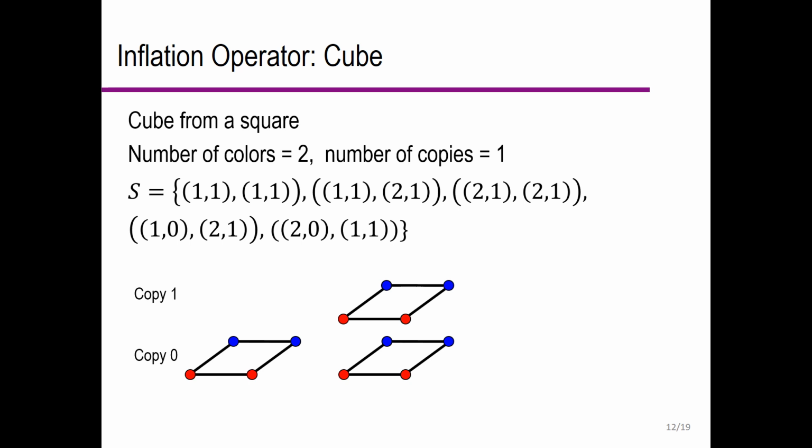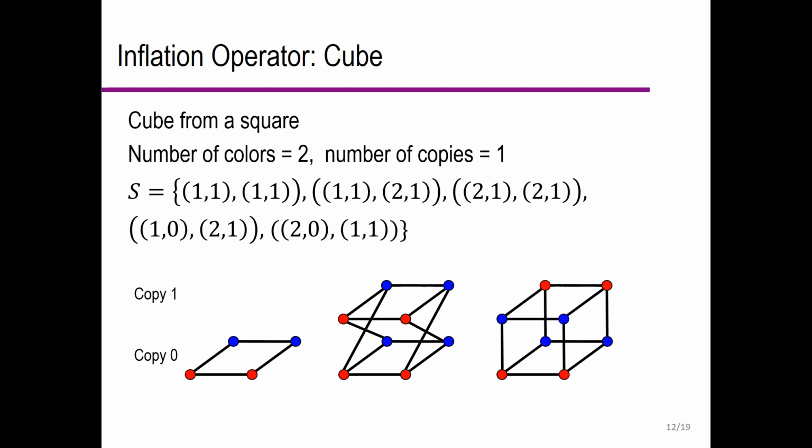Now, for vertices in different layers, we need to connect only the opposite colors. So color 1 to color 2, color 2 to color 1, but not vertices of the same color. And again, we use the same rule. The originals have to be connected in the original graph. So clearly, these are the only vertices we have to connect. And as is easily seen, that's just a cube.